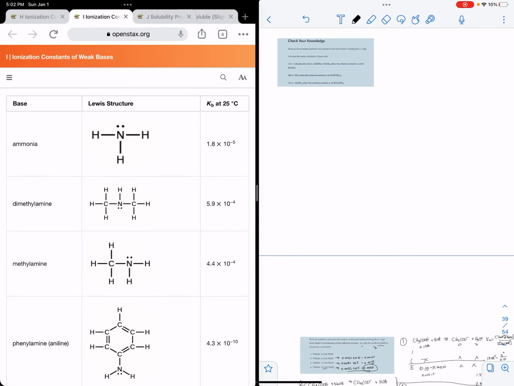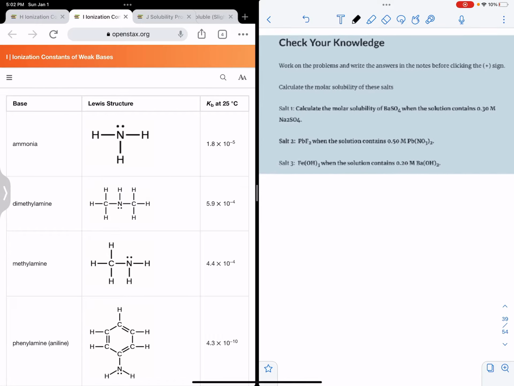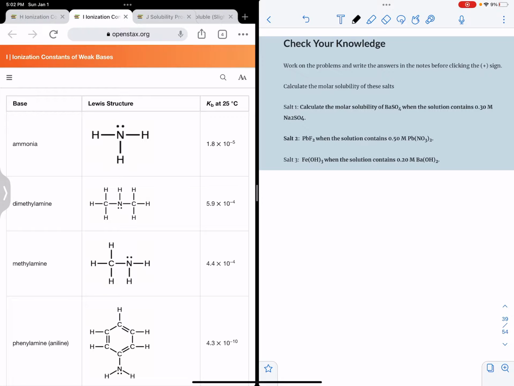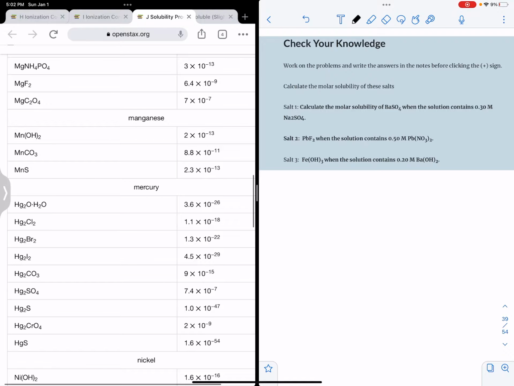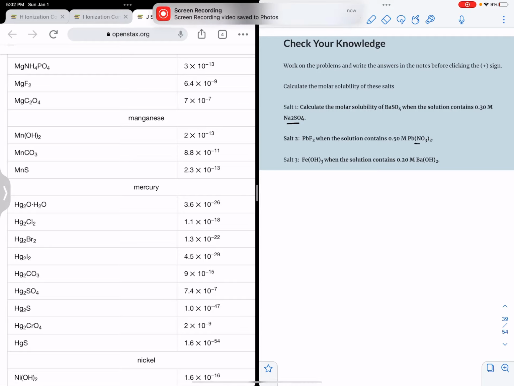All right, I'm bringing up my KSP chart just so I can get my KSPs for these different ones before I get going on it. So that's this one. And I need to find... And if you're not sure, remember, things that have Na in it are super soluble. Anything with an alkali metal in it is going to be very soluble. Anything with a nitrate in it's going to be soluble. Anything with a strong base is going to be super soluble.